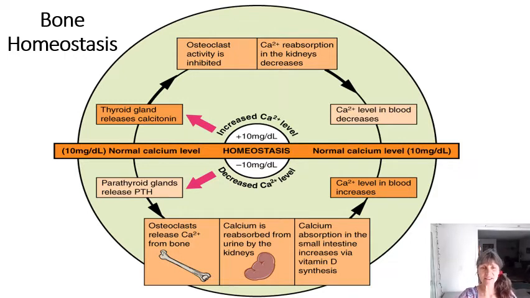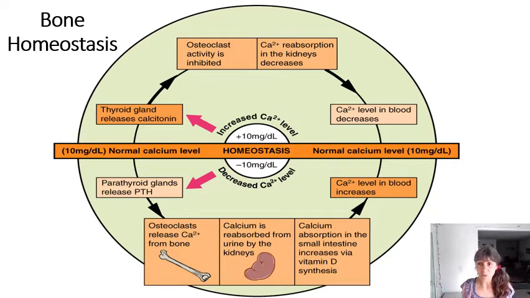The parathyroid glands are going to release parathyroid hormone or parathormone that stimulates osteoclasts to break down bone, releasing calcium and phosphorus from the bone. Calcium is going to be resorbed by the kidneys because the parathyroid hormone will work on the kidneys saying, hey, we got to keep the calcium. And calcium will also be better absorbed by the small intestines via the increase in vitamin D synthesis that helps to raise blood calcium levels back to where they need to be.